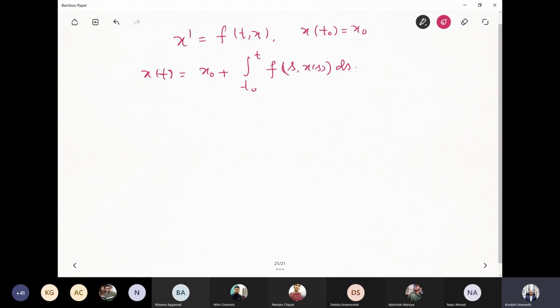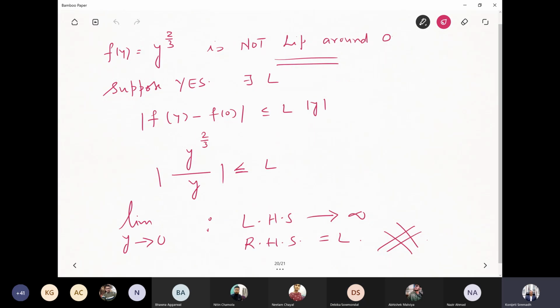Sir, can you please repeat the part why y power 2 by 3 is not a Lipschitz function? I gave a proof, no? Yes, sir. Suppose it is Lipschitz, by contradiction. If it is Lipschitz, it means that there exists a constant L so that f of y minus f of 0 is less than or equal to L into mod y. This is the Lipschitz condition. And then divide this relation by y. Then you get y power 2 by 3 upon y is less than or equal to L.